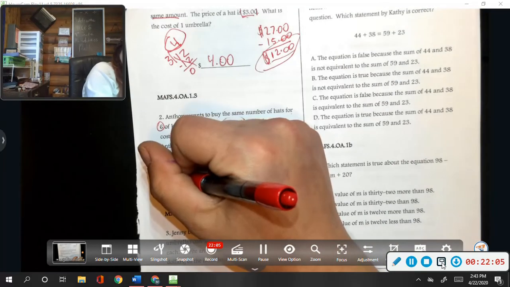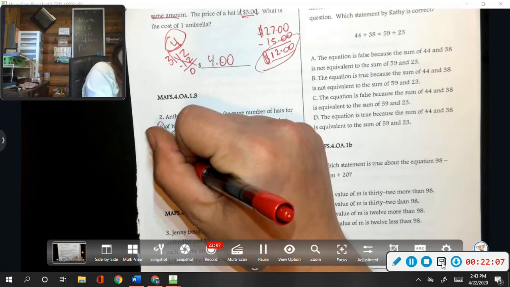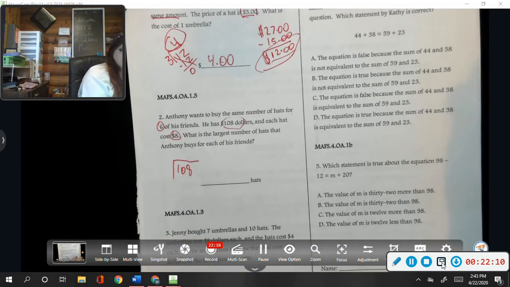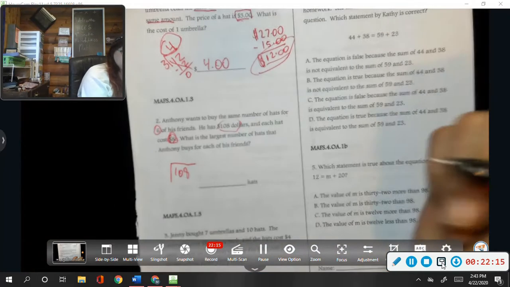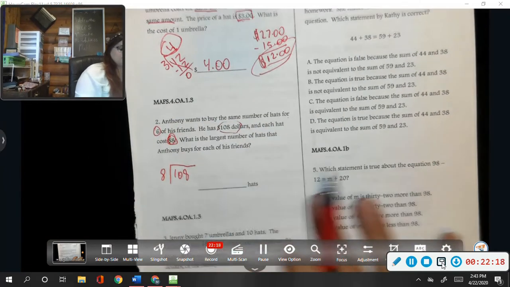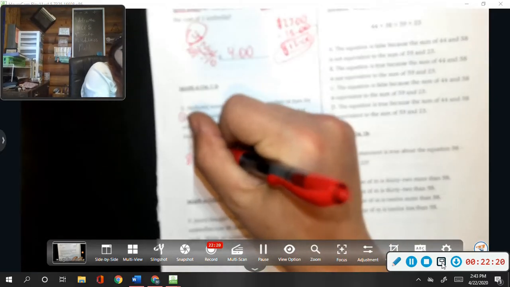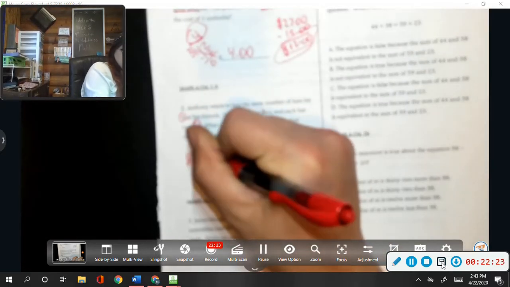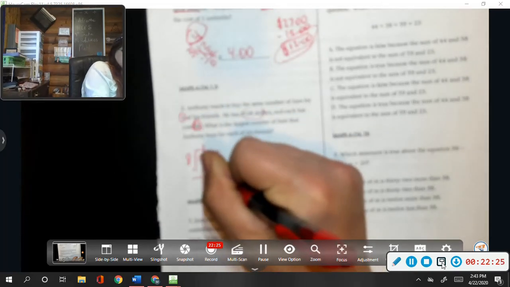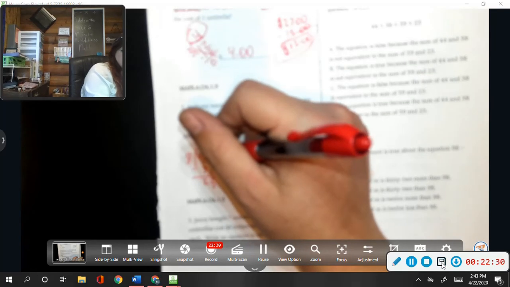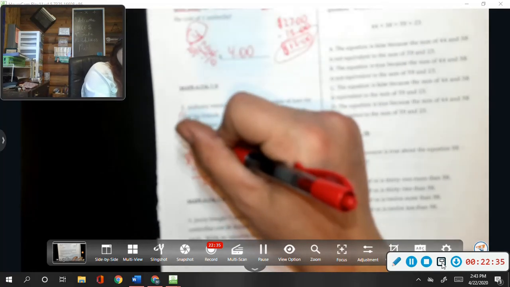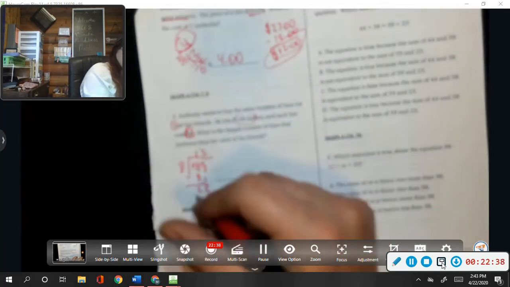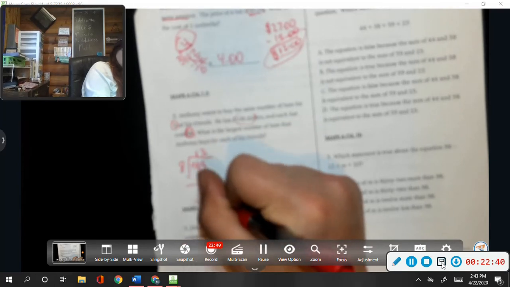So we're going to divide 108 by, let's do the cost of each hat. So 8 goes into 10 one time, subtract it out, bring down. 8 goes into 28. Well, we know that 8 times 2 is 16, 8 times 3 is 24, and 8 times 4 is 32. So at most, it would be 3. 8 times 3 is 24.